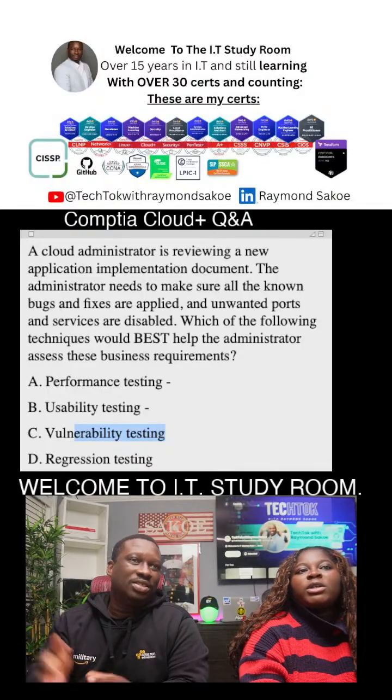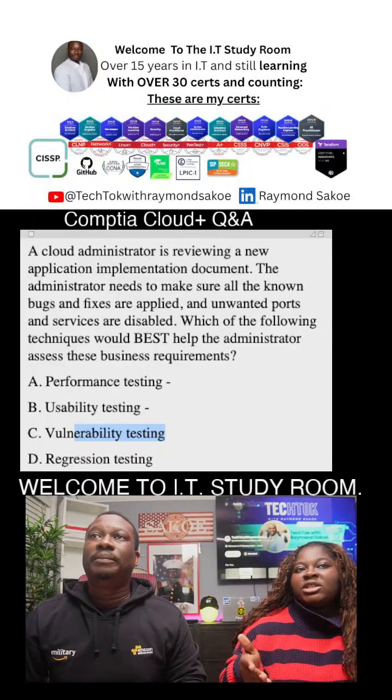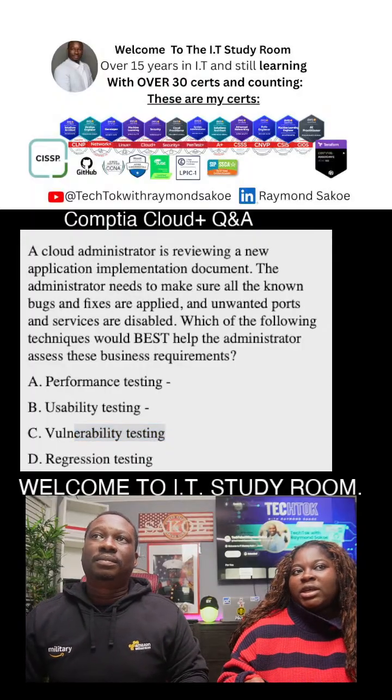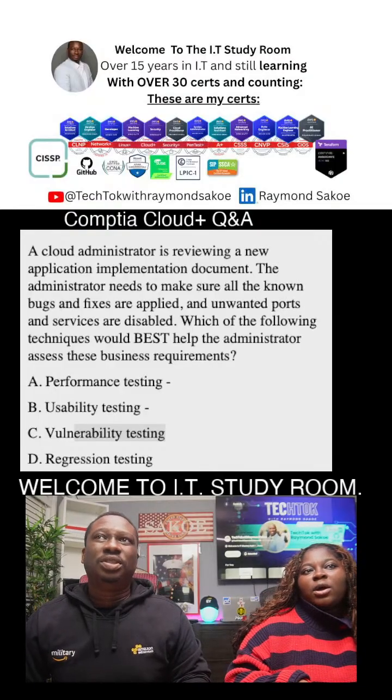Just to validate. As you were saying, there are application bugs that aren't vulnerabilities. So there's such a thing as application bugs that are not vulnerabilities. True. You're right. That is true.